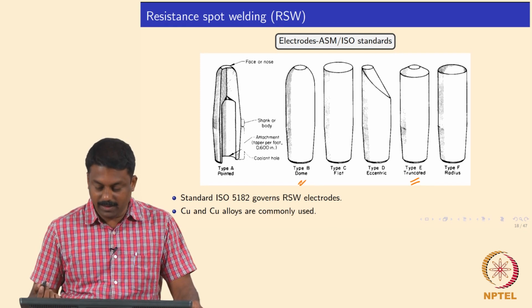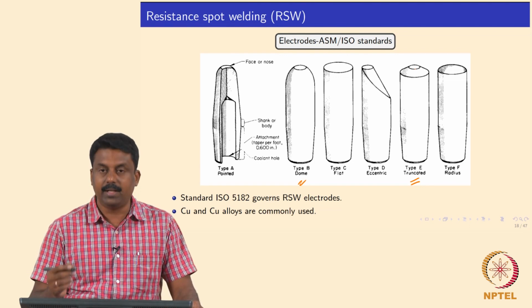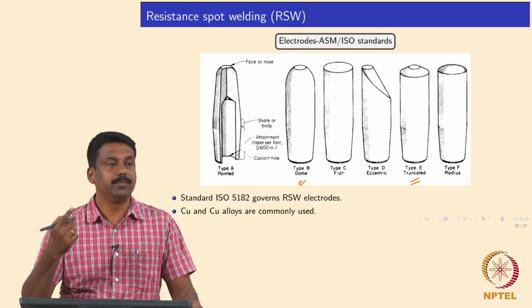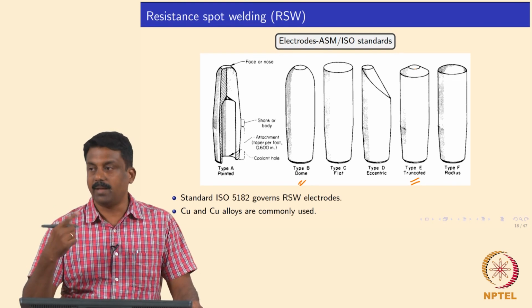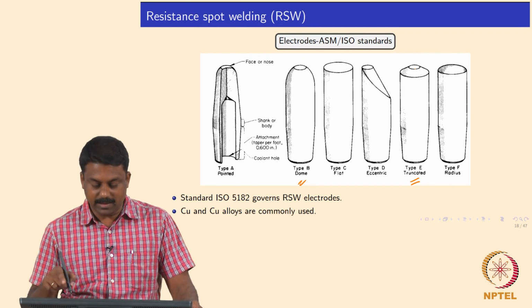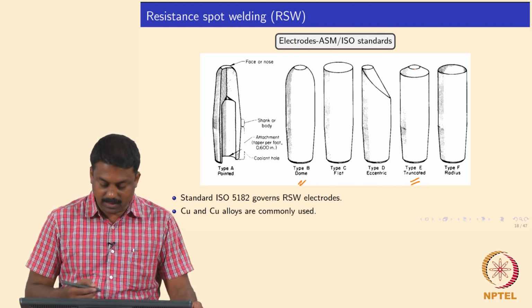So based on the needs we can choose, okay, and we can also change the electrode diameter from top to bottom. That is also very useful. For some reasons we can also change the diameter from top to bottom, that we will see in subsequent classes. But as of now, most commonly used electrode types are listed here.